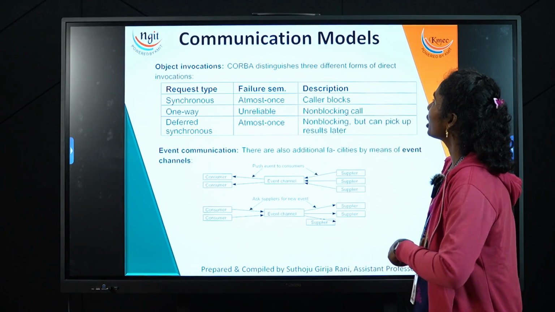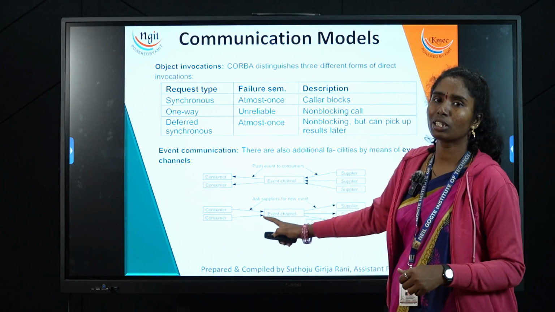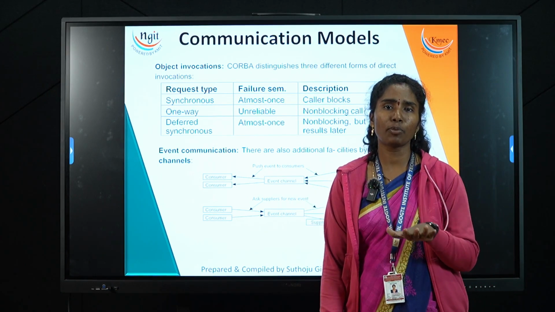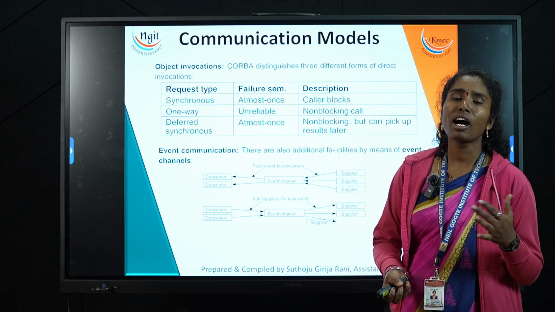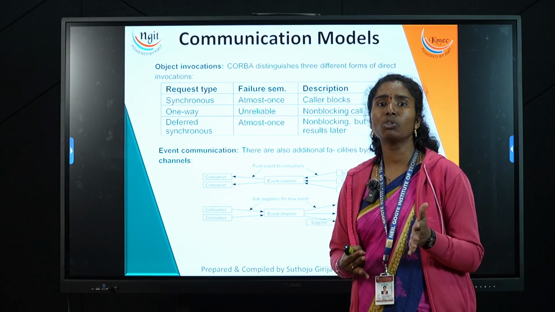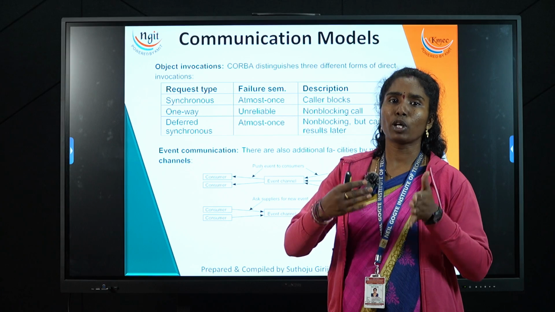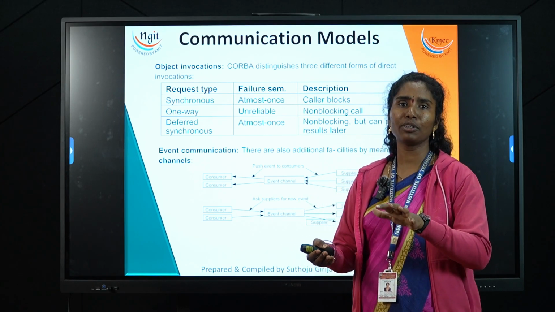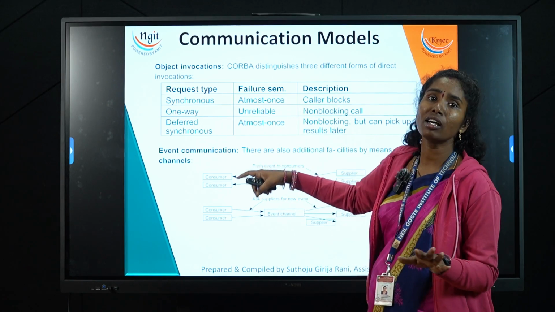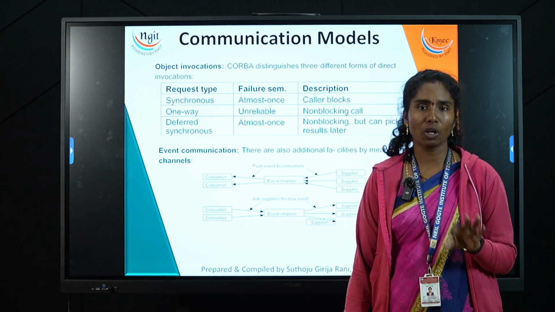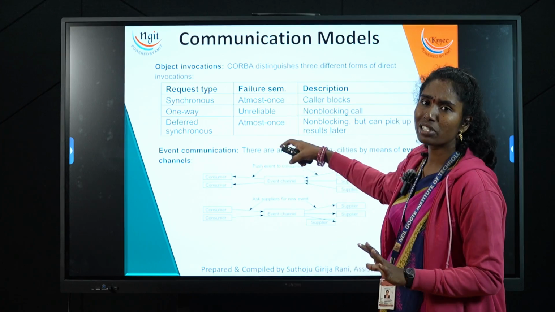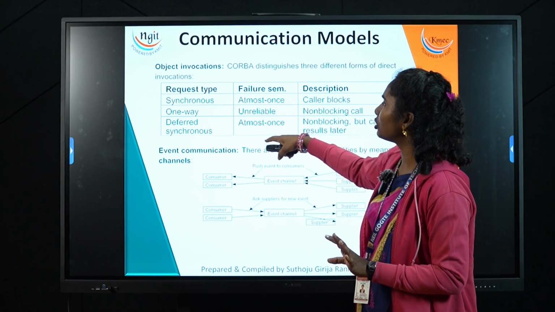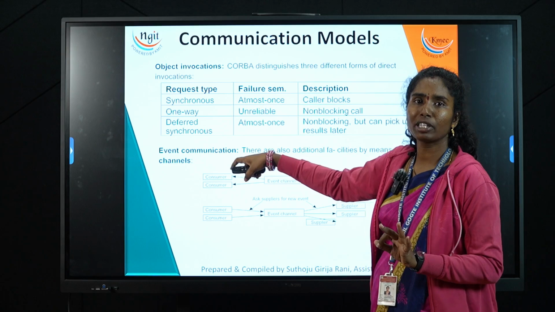Now, communication models. These models are very important because they determine how the objects are interconnected with each other, and how they know at what point which object is to be enabled or invoked. All this kind of information is taken care of in the communication models in CORBA. Here we have mentioned three types of communication.